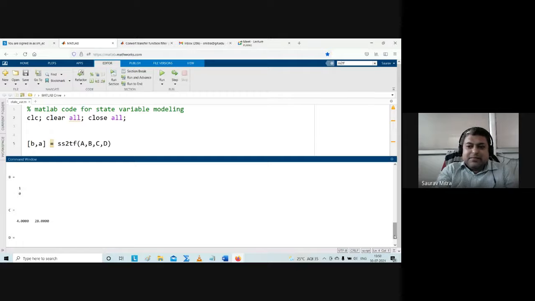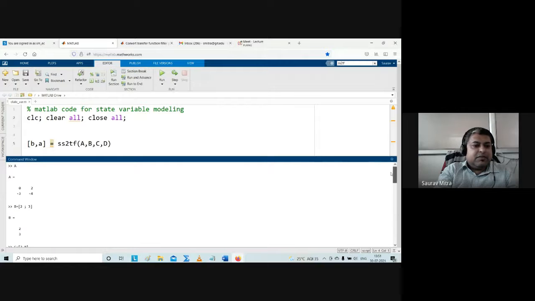Now the problem is, whatever ABCD matrix you had defined previously, the A matrix was 0, 2, minus 3, minus 4. The B matrix was 2, 3. The C matrix was 2, 0, and the D matrix was 5. When you converted that into a transfer function, you got 5, 24, and 58, and A was 1, 4, and 6. Now you have done the reverse process. Suppose with this B and A you try to find ABCD, you find that the ABCD matrices are different. But the D matrix is the same. The A, B, C matrices have all changed.